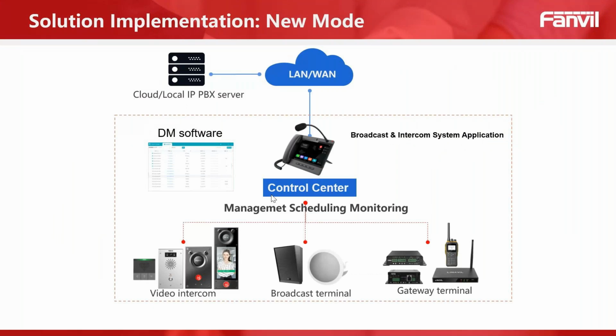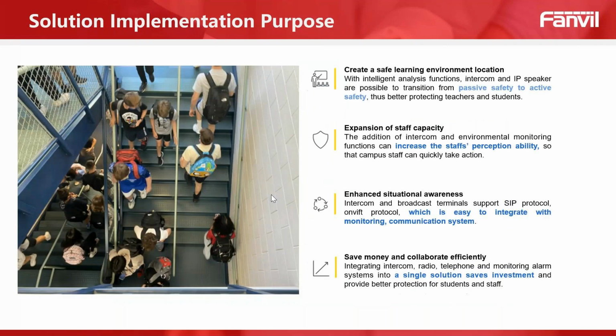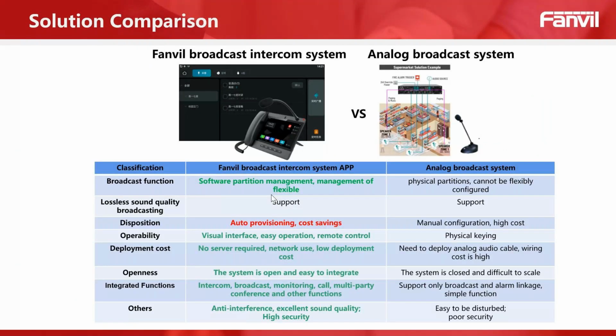Just said that we have two modes, PA3 have been introduced. Now we came to the broadcast and intercom system as the core of the new mode. The solution aims to provide a safe and efficient campus environment for everyone. Here, we compare our system with the analog broadcast system. The advantage of Fanvil broadcast and intercom system is auto-provisioning, integrated with IP telephony, remote management, and zone deployment is simple. While the analog system needs wiring and zoning is complicated, which is not conducive to the unified management of the school.